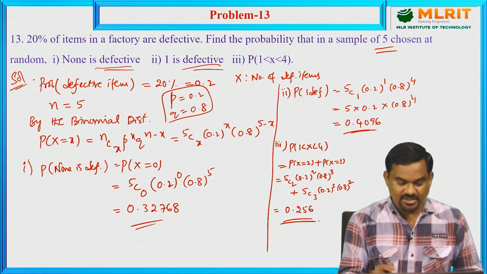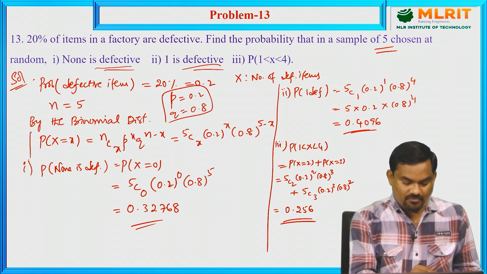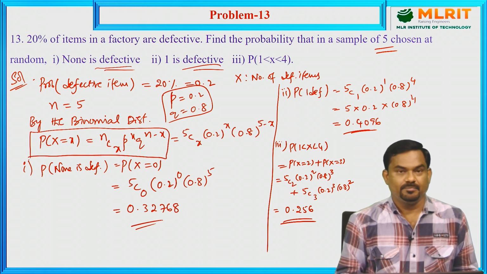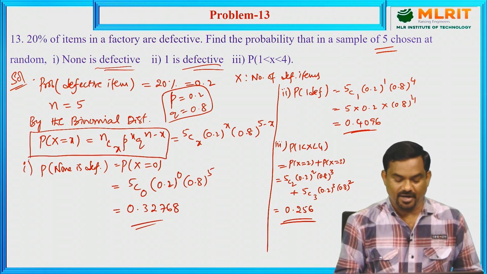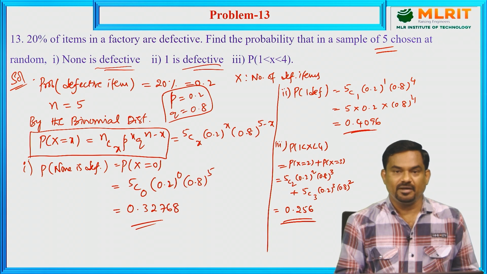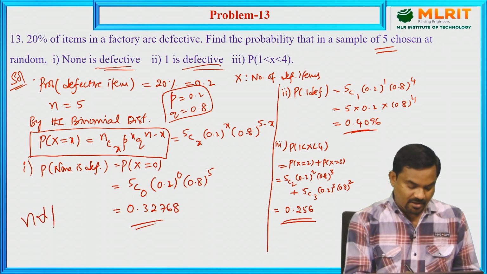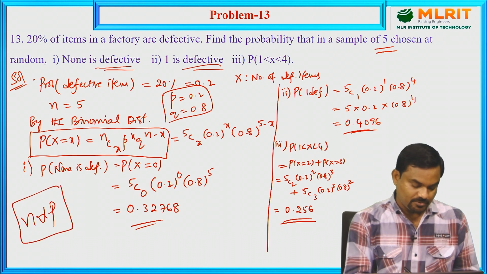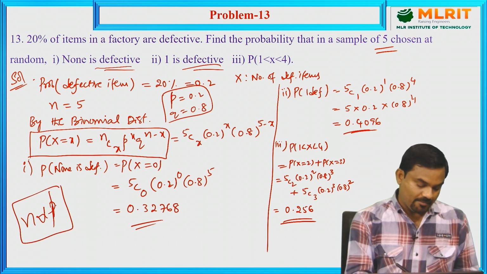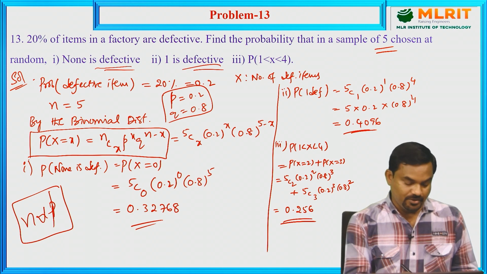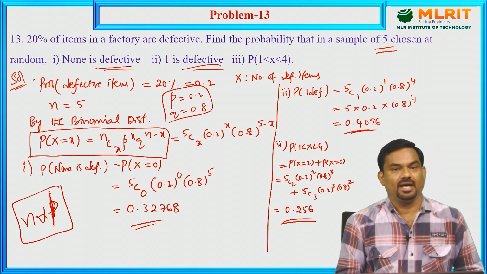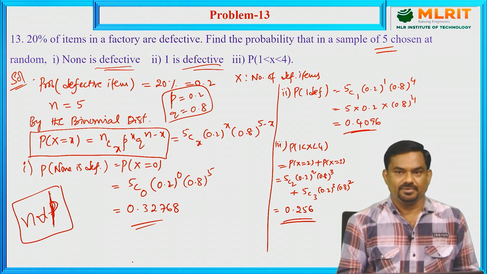So simply using the formula of binomial distribution, nCx p power x q power n minus x, we can find the probability of x successes. And here n and p are the main values of binomial distribution, which are called the parameters of binomial distribution. If we know n and p, we can calculate the probability of any number of successes.